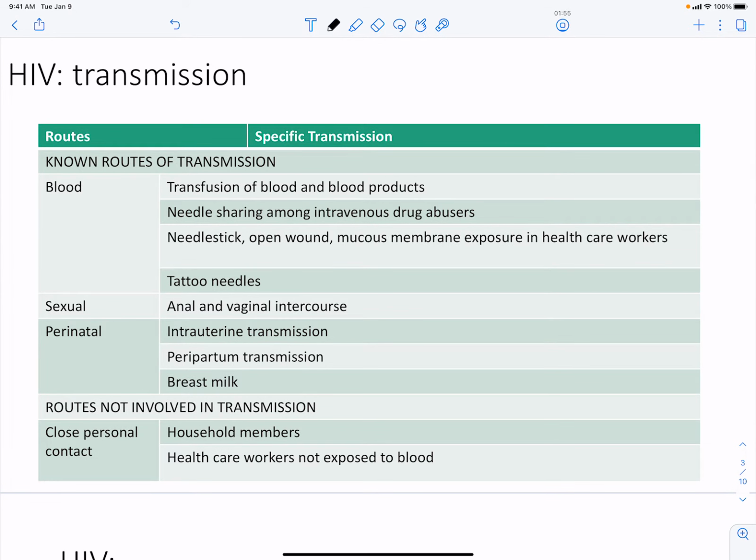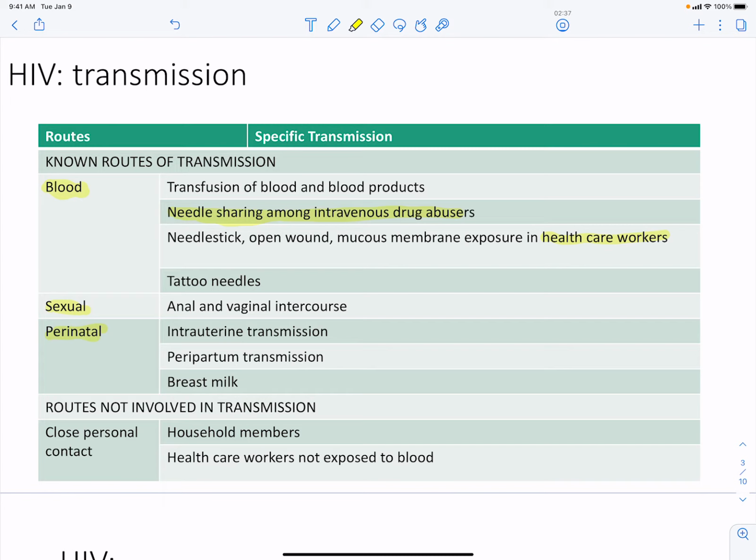Now, HIV transmission, there are some known routes, of course, through body fluids like blood, sexually transmitted, or perinatal. So transfusion of blood and blood products, HIV is tested for now in most countries to make sure that the blood is clear of this infecting agent. Needle sharing among intravenous drug abusers is still a very common risk factor. For healthcare workers, it's a needle stick or open wound or exposure of a mucous membrane to patient secretions who potentially are infected, and then dirty tattoo needles as well.